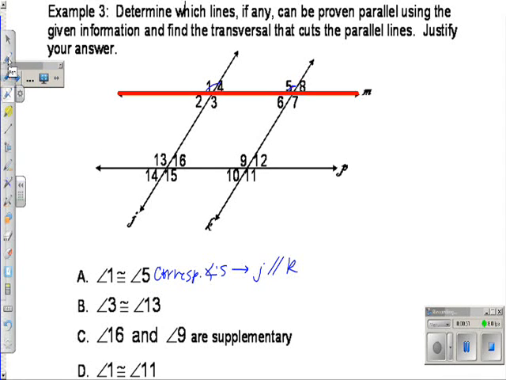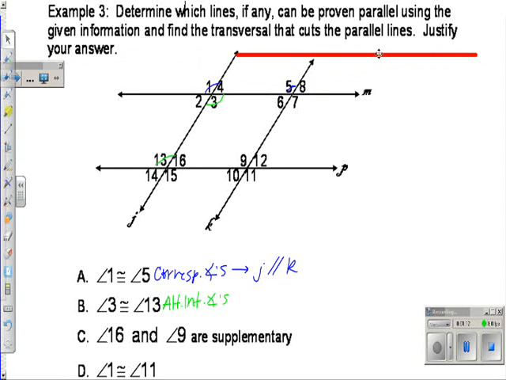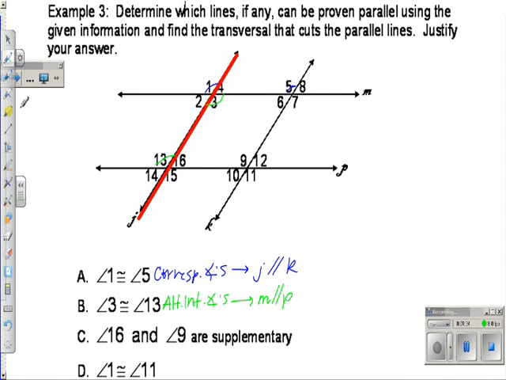From here, if we look at angle 3 and angle 13, if we could say angle 3 is congruent to angle 13, we can see those are alternate interior angles. The transversal those would be using is line J, because line J is the line that both angles have in common. So the lines that would be proven parallel are line P and line M, because those are the other two lines dealing with angles 3 and 13. So M is parallel to P.